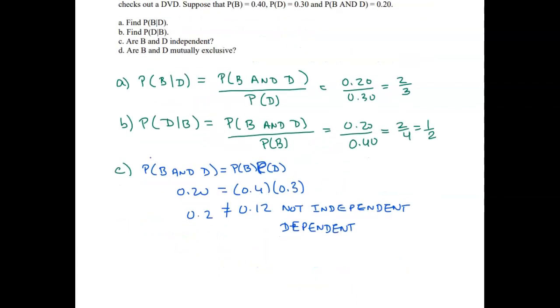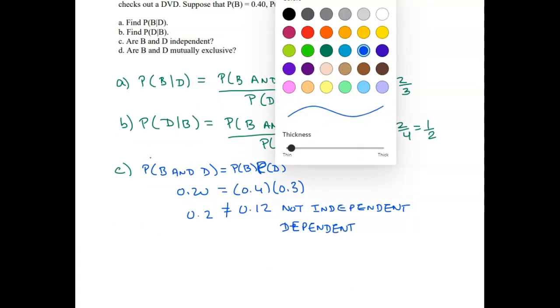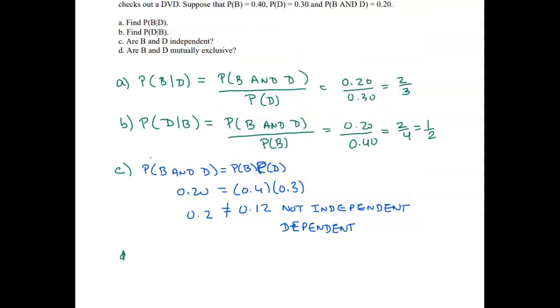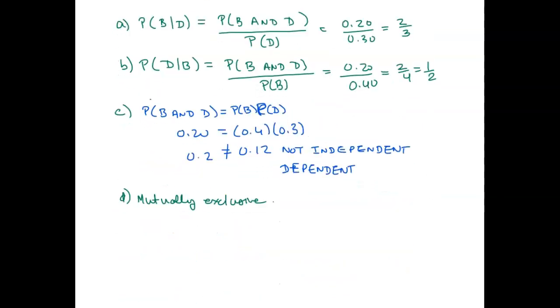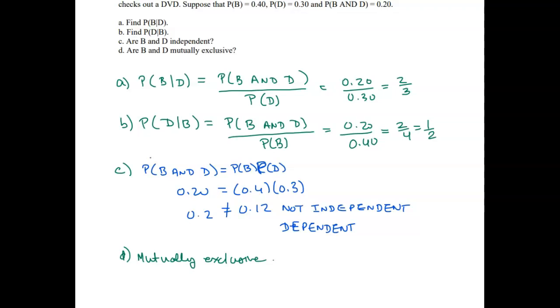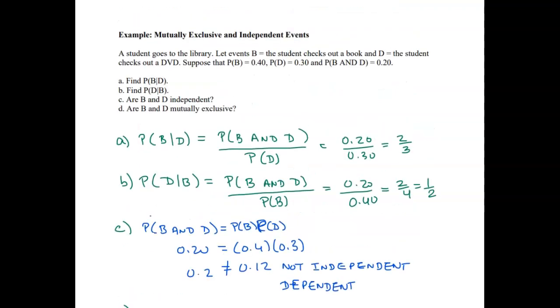Let's look at D. So D says, are these events mutually exclusive? All right, so mutually exclusive means that they have nothing in common. There's no overlap. All right, so sometimes you can decide this from the context. Sometimes you can decide based on calculations.